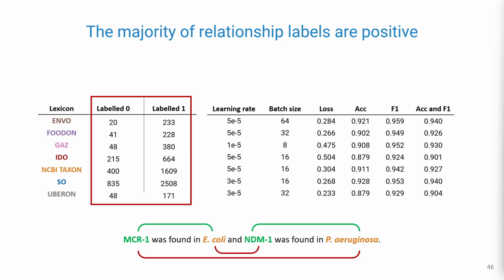And when there was a negative relationship, it was not because of an actual negative result, but because a sentence would mention multiple terms, and only certain pairs of those terms had relationships while others did not. For example, in this sentence, MCR1 is related to E. coli but not Pseudomonas aeruginosa. This type of sentence accounted for most negative relationships.